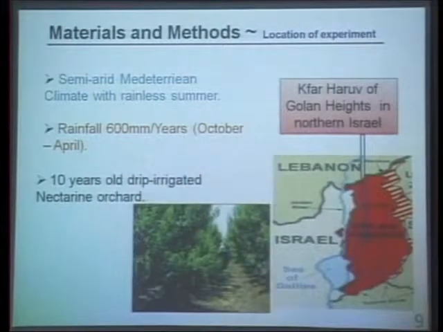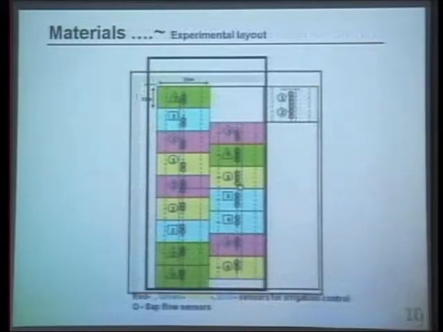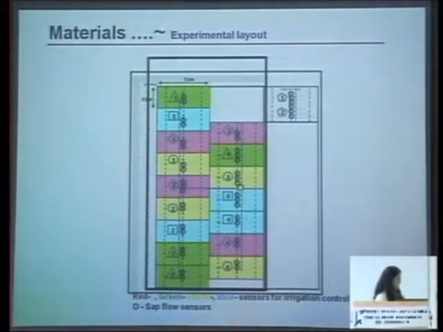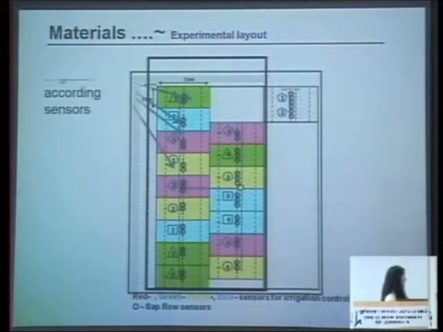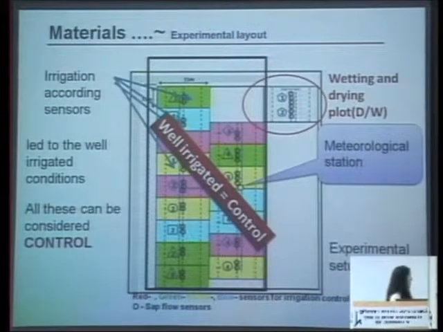This is our experimental plot, which was a 10-year-old drip-irrigated nectarine orchard. Experimental layout. We had altogether 17 experimental plots. Among them, 16 are denoted by these colored steps, where we use different types of irrigation sensors, with 4 replications of each irrigation sensor, and in these plots we apply the same amount of water.